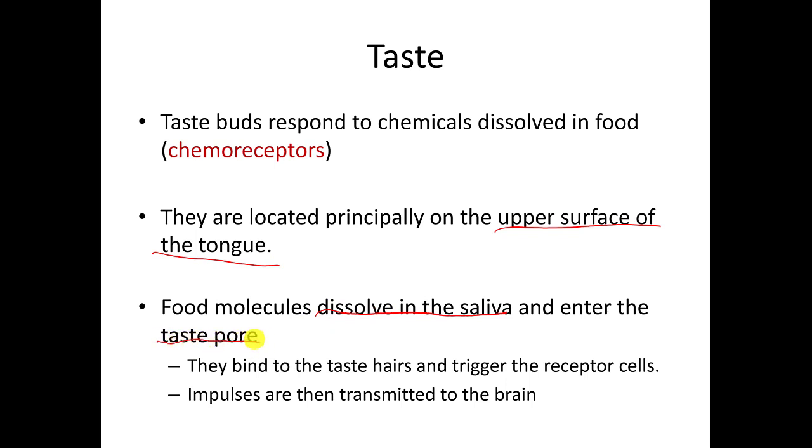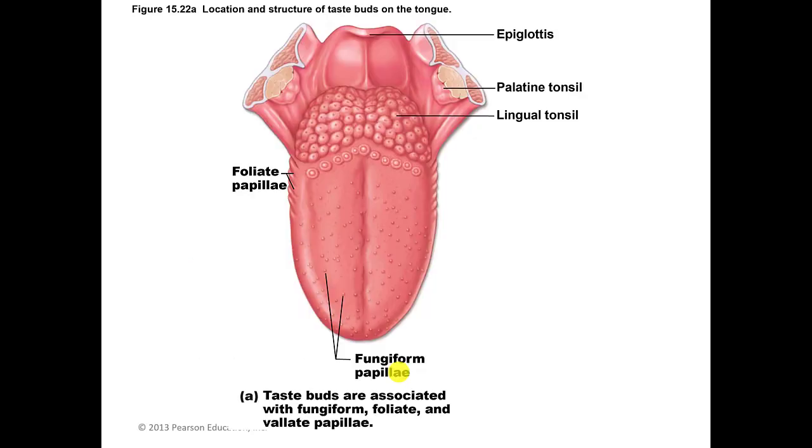Those are the holes. And inside those taste pores, there are little cilia, little hairs. We call them taste hairs, just like we had in the olfactory region. And these are going to trigger those receptor cells. And that's going to send that signal back to the brain for processing.